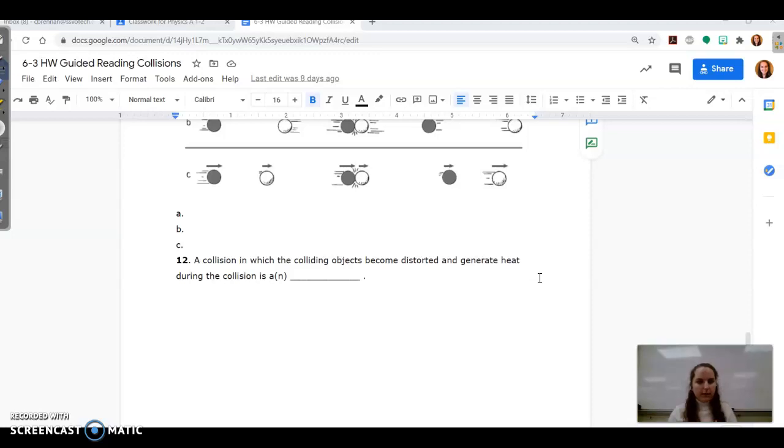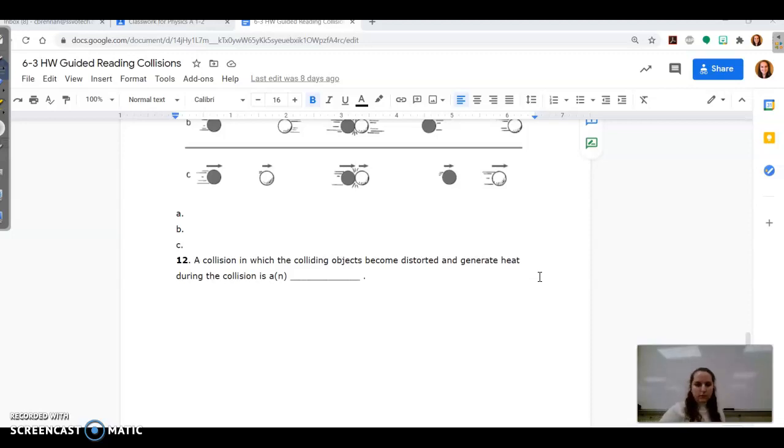Number 12, a collision in which the colliding objects become distorted and generate heat during the collision. This is called an inelastic collision. So inelastic collisions, when things get distorted, when heat is generated. So we have one cart at rest, another cart coming in with a certain amount of velocity. There's a collision. They actually combine and get distorted here, and they move together as one. All right, so we have that final velocity there.